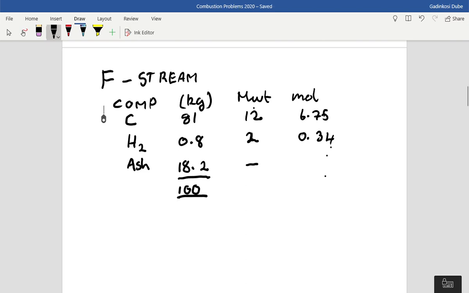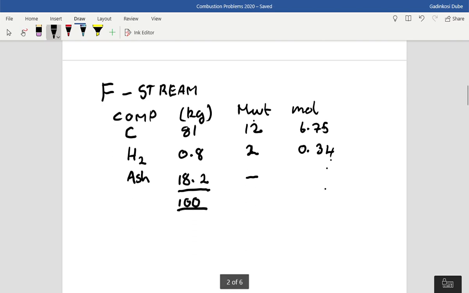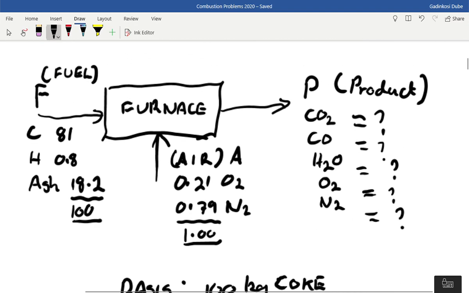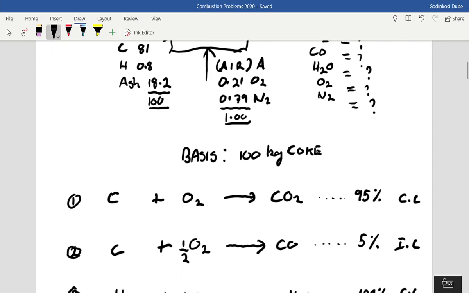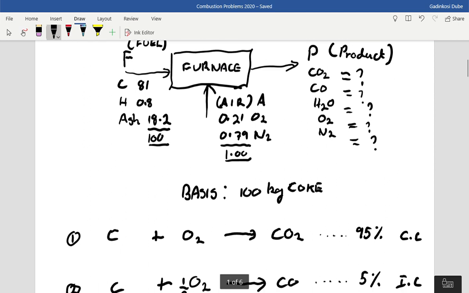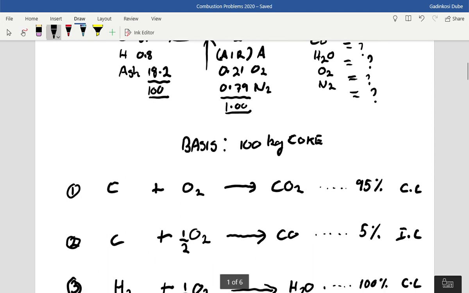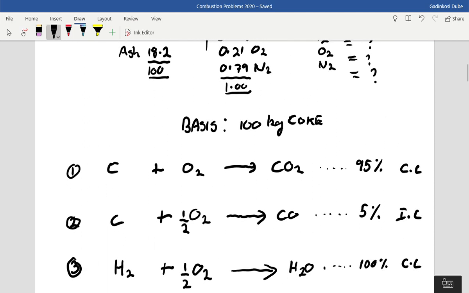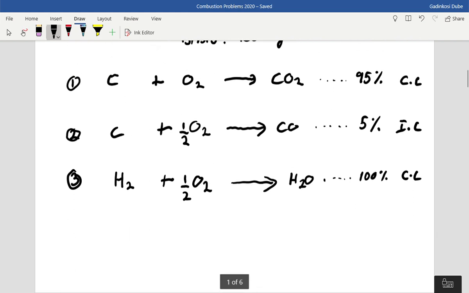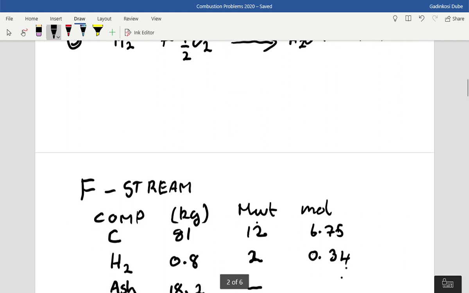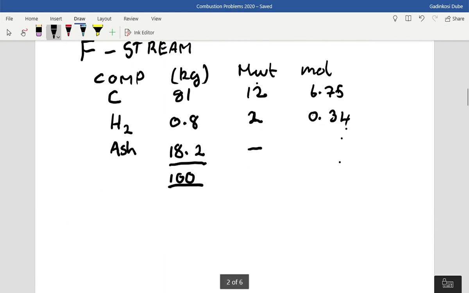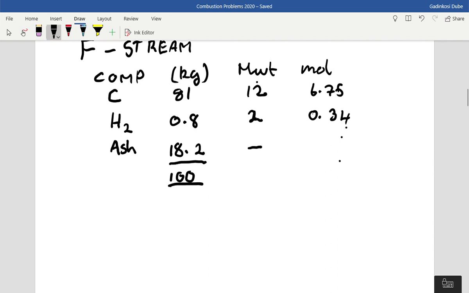So now what's the next step? Remember, what you are looking for is the product composition of this particular stream, the P stream. But in order for us to get that, first we need to know how many moles of carbon and of hydrogen have reacted, so that we know how many moles are produced of carbon dioxide, carbon monoxide, H2O, and also the oxygen and the nitrogen as well. So now we need to first find the moles reacting.